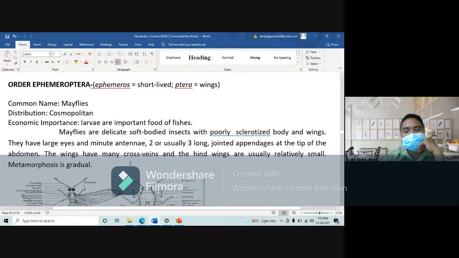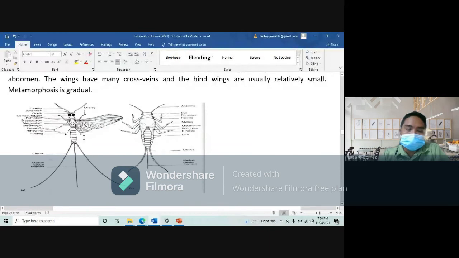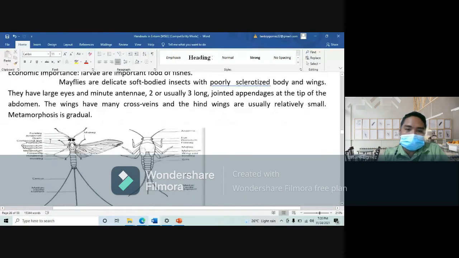They have large eyes and minute antennae, and two or usually three long, jointed appendages at the tip of the abdomen. The wings have many cross veins, and the hind wings are usually relatively small. Metamorphosis of these insects is gradual. This is what we call the mayfly.